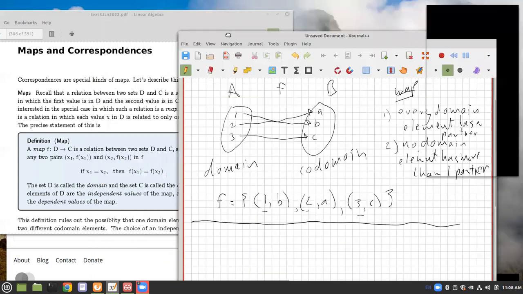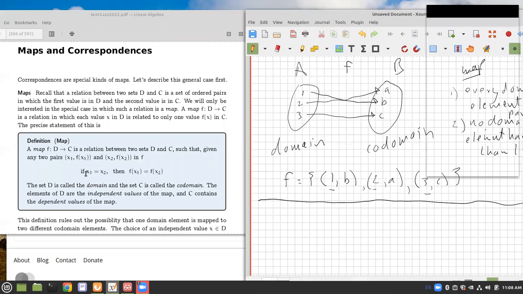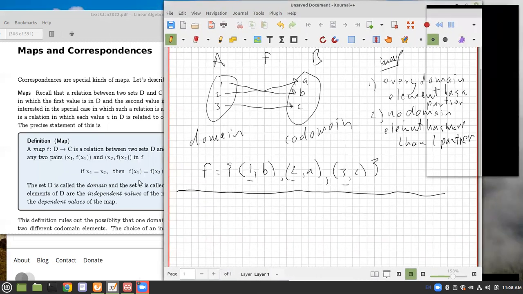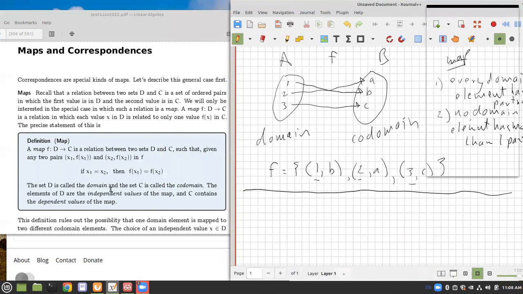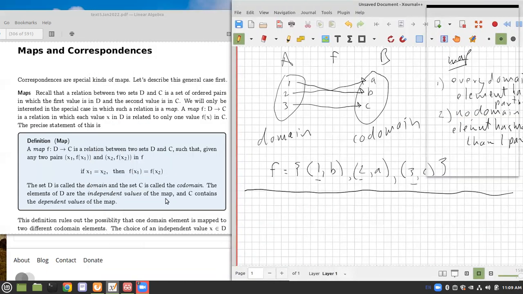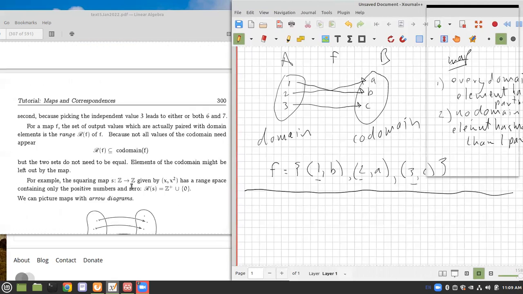And you could write the definition formally here. This definition is the condition that you can't have more than one partner for a domain element. What it's saying is, if I pick out two domain elements, x1 and x2, then x1 is going to have a partner, and x2 is going to have a partner. And if it turns out that I happen to have selected the same element, it's always the case that the partners will be the same. If they were the same element and the partners were different, then I'd have one domain element and two partners, which is disallowed. So this formal property enables you to check whether something is a map or not.